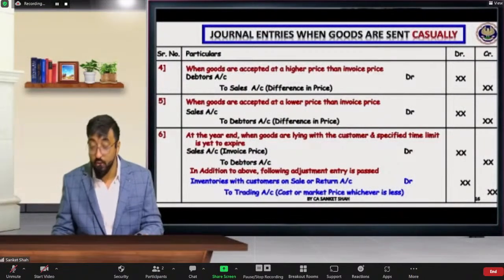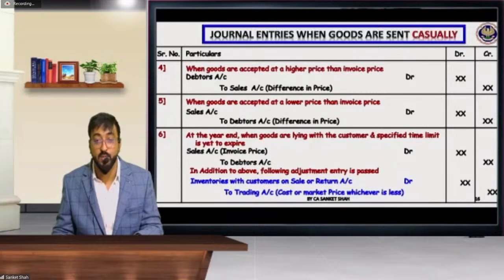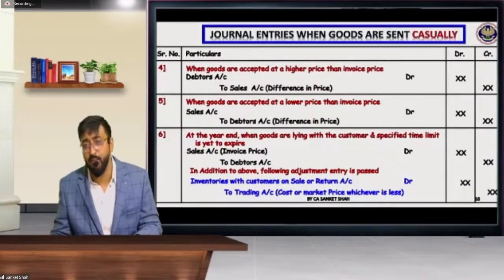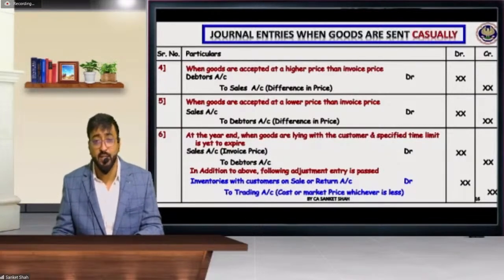चलिए, so now welcome back once again. So casual approach, we just finished casual approach. What is the first entry? Debtors account debit to sales. Second entry will be sales account debit to debtors, if goods are rejected. If goods are approved, then no entry. Fourth entry will be if goods are approved, in that case, if it is a higher price, debtors account debit to sales, and if it is a lower price, sales account debit to debtors.